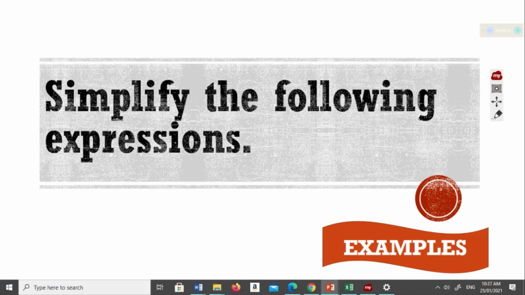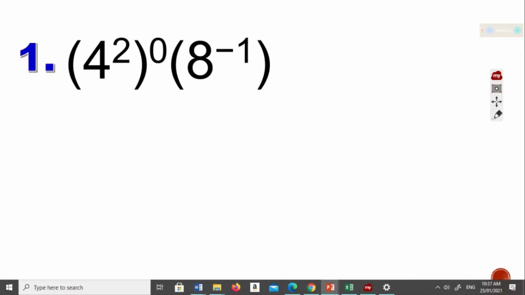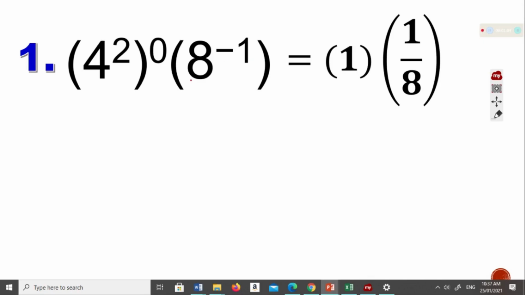Okay, let's discuss examples. Simplify the following expressions. Number 1, the quantity of 4 squared raised to 0 times 8 raised to negative 1. So, yung 4 squared raised to 0, cancelled na yan. That is equivalent to 1. And then, yung 8 raised to negative 1, i-reciprocal. So, pagbabaliktarin lang ang numerator and denominator. So, 1 over 8, palitan yung negative 1 ng positive 1 exponent. Then, 1 times 1/8 is equal to 1/8.